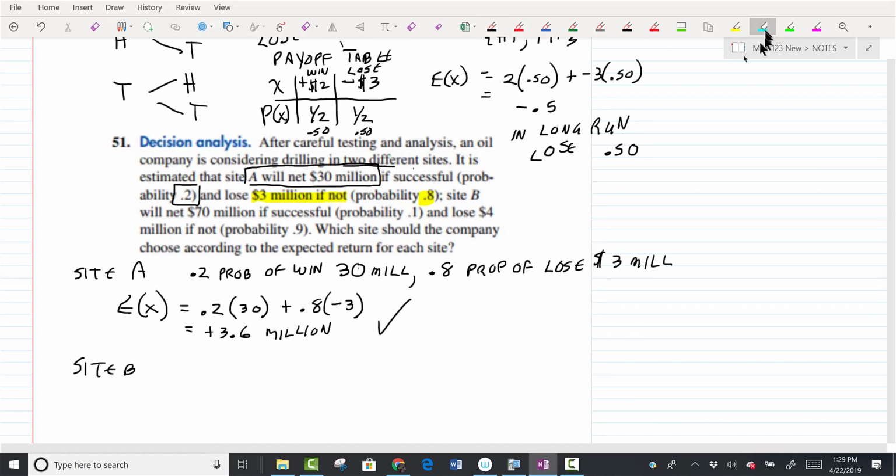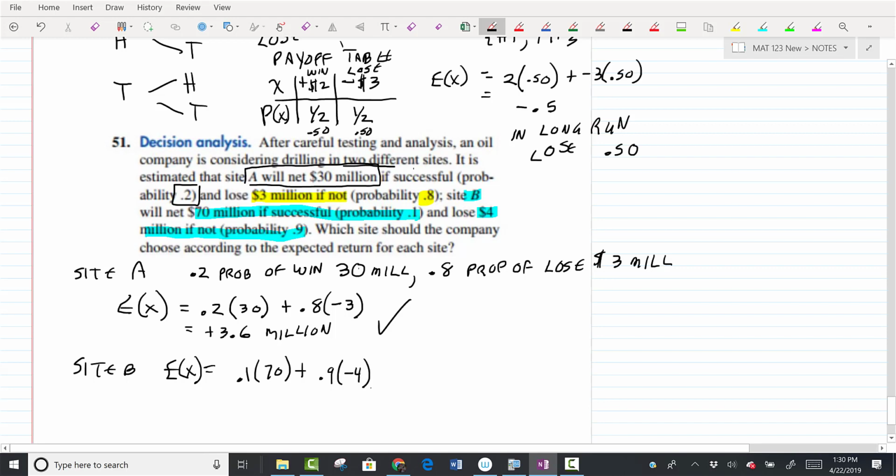it basically says this. If you read about site B, it says you're going to net 70 million if you win, which is a 0.1 probability, and you're going to lose 4 million with a higher probability of 0.9. So on site B, the expected value would go like this. The probability of winning is 0.1. That's what the problem says. And then you're going to win $70 million. Then it says you're going to lose $4 million, and that probability is 0.9. So you want to use a -4 when you do that.